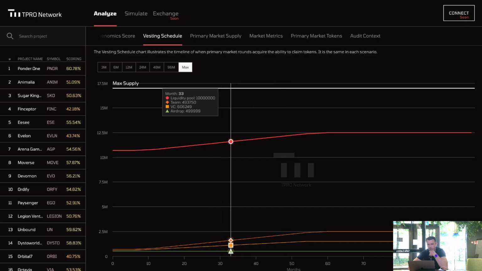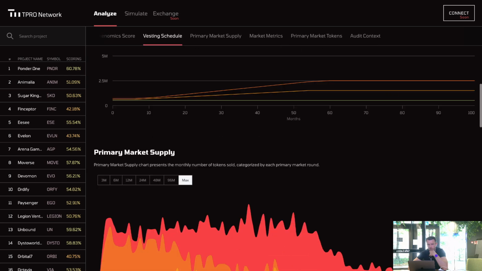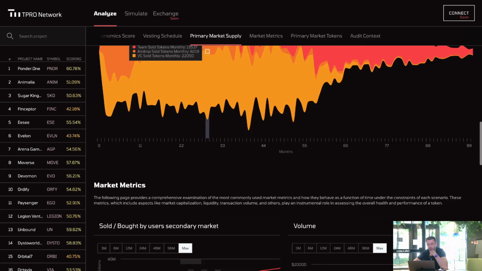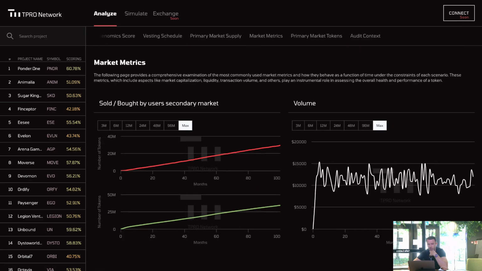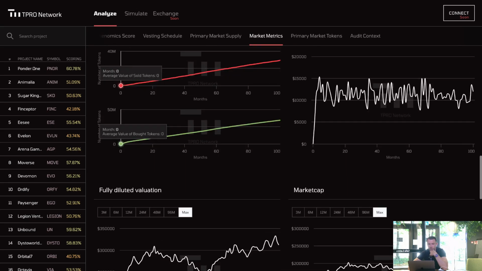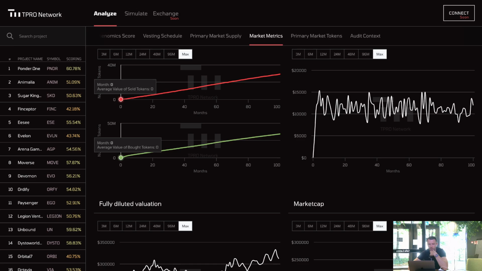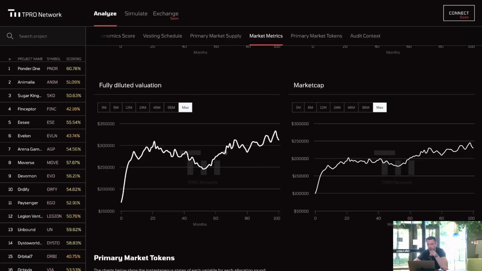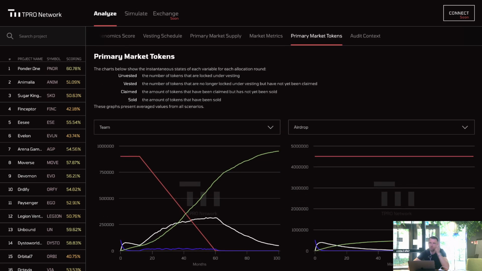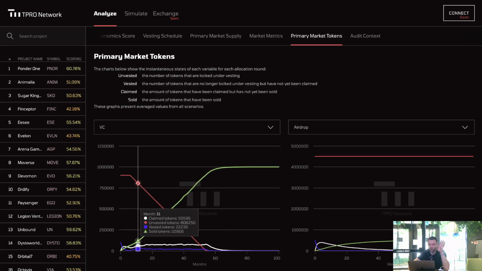So here you can see, of course, the vesting schedules that we designed. Here you can see the primary market supply, how it behaved. And here you can have all of the market metrics, like how many tokens were sold and bought by users on the secondary market. You have a volume. Of course, you have different scales of the axes. You have fully diluted valuation, market cap. Then you can see, okay, how tokens were changing their state on the primary market side of things, going from unvested to vested to claimed to sold.